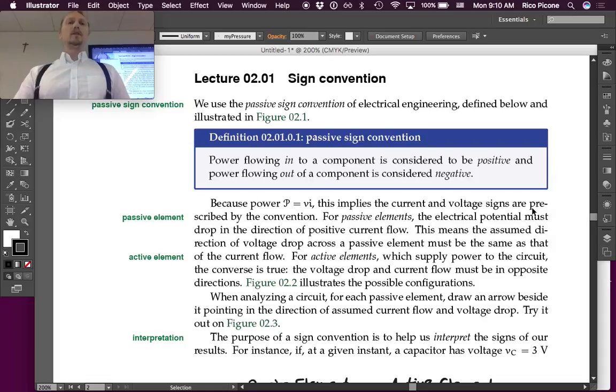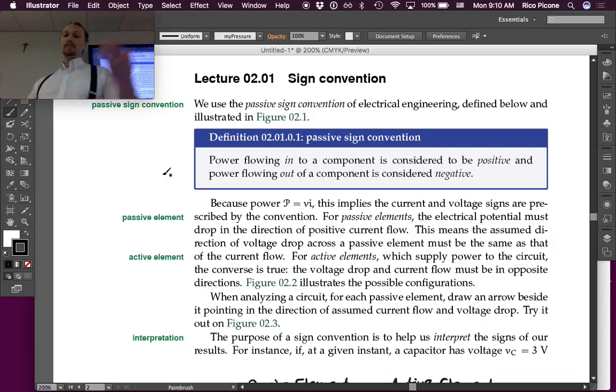So, we use the passive sign convention, so-called, by the electrical engineers. We're going to define it here, and then we're going to also look at a figure that sort of tries to illustrate it. So, power flowing into a component is considered to be positive. Power flowing out of a component is considered to be negative. That's really the sign convention.